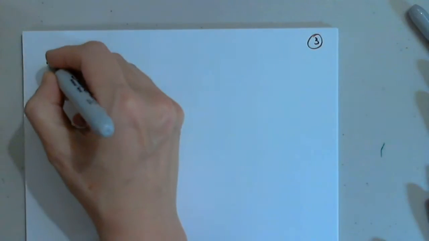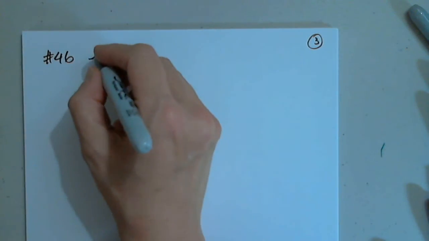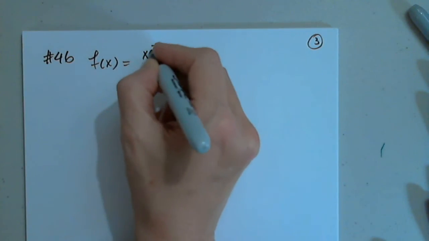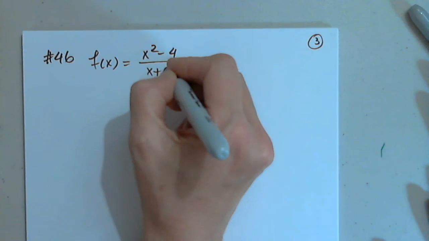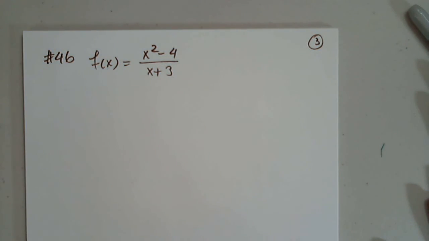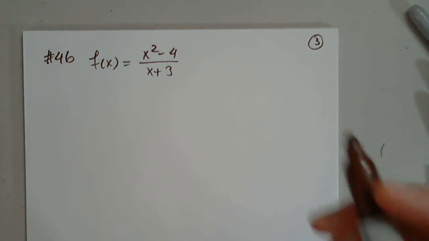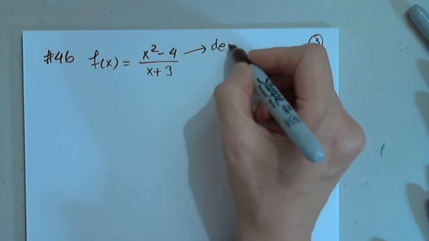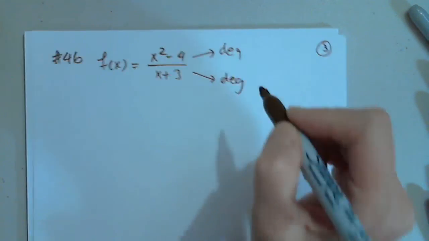Okay, ready? 46 will have a slant asymptote. Very good. Let's take a look. Where is 46? Yes, indeed, 46 is a good one. Thank you for picking that. So f of x equals (x squared minus 4) divided by (x plus 3). Exactly. And the reason is, what is the degree of the top and what is the degree of the denominator?